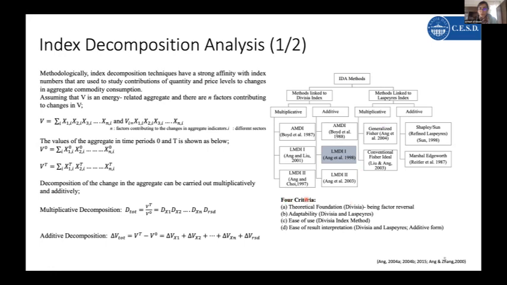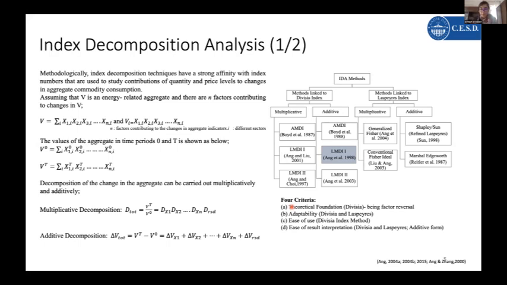Based on these four criteria, methods linked to Division index have been the most preferred method in the literature. And amongst these criteria, two of them are very important: theoretical foundation and ease of use. Theoretical foundation basically refers to factor reversal, and it means leaving no unexplained residual in the change. So all the change can be explained by the decomposition.